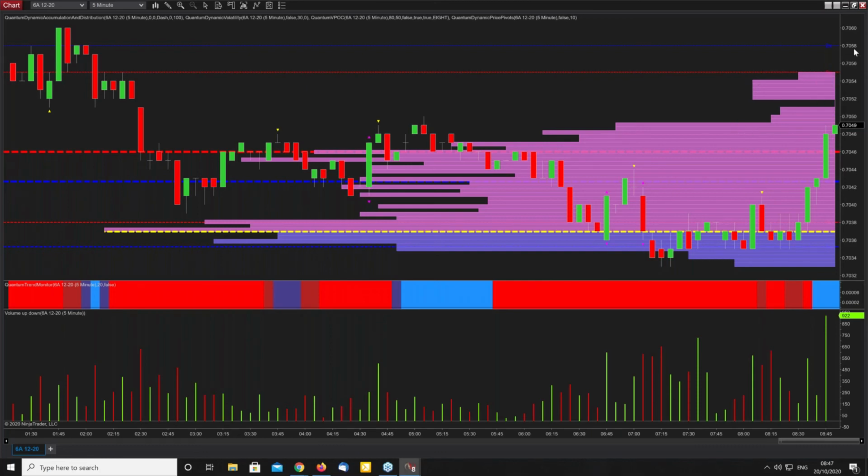So all things being equal, it should go through there pretty swiftly. And also below us now, we've got a very nice platform here, which will act as a platform and hopefully act as a support area should the market reverse.